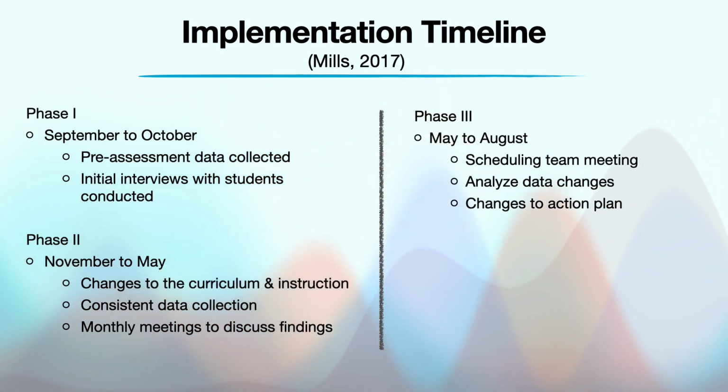Phase 2 from November to May will be a time to make changes to the curriculum and instruction based on consistent data collection and participate in monthly team meetings to conduct the findings. Phase 3 from May to August will be used to schedule team meetings, analyze data changes, and make changes to the action plan for the next school year.